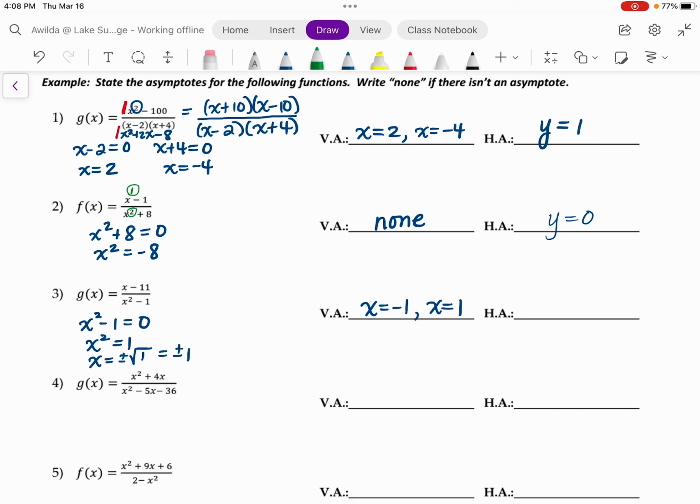In terms of the degrees of the numerator and the denominator, the degree of the numerator is 1, the degree of the denominator is 2. Because the degree of the numerator is smaller than the degree of the denominator, again, the horizontal asymptote will be the x-axis or the y equals 0 line.